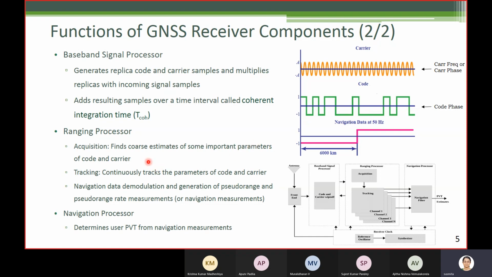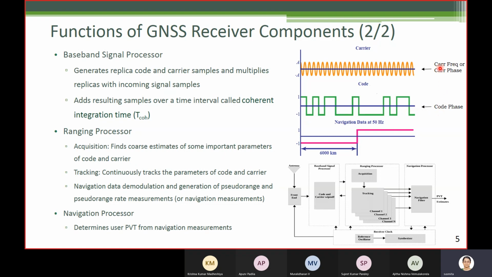Now it does this in two ways: acquisition and tracking. Acquisition is a one-time process. Okay, what it does, it finds coarse estimates of the carrier frequency and code phase.